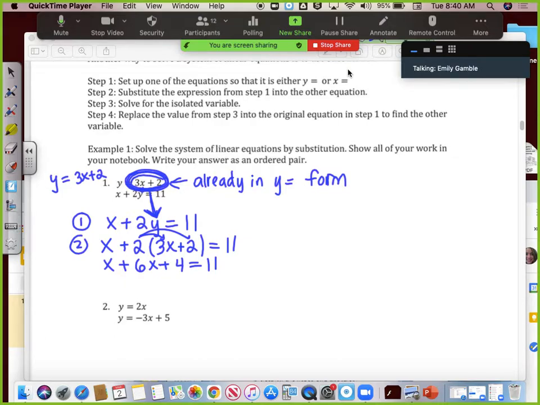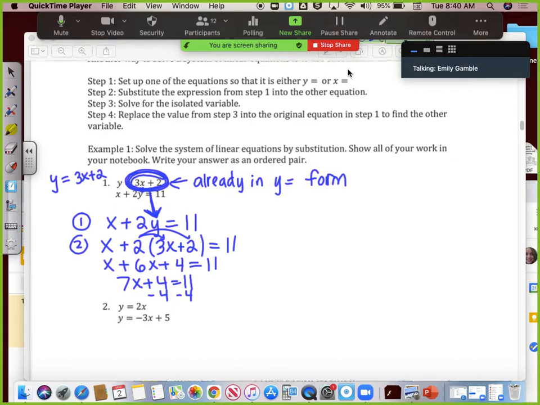Next step would be to combine like terms. That means take all of the x's and put them together in one term instead of having them separate. 1x plus 6x is 7x. And once I do that, now I have a two-step equation to solve. To solve this one, I would get rid of the plus 4. I would do that by subtracting 4 from both sides.